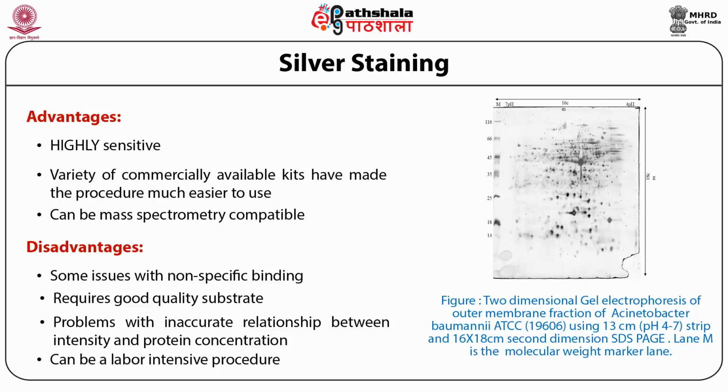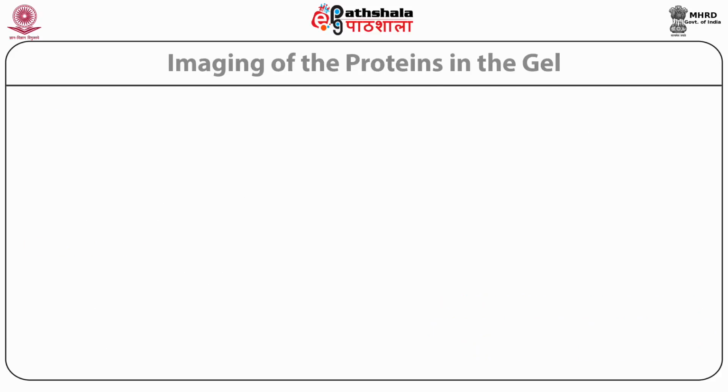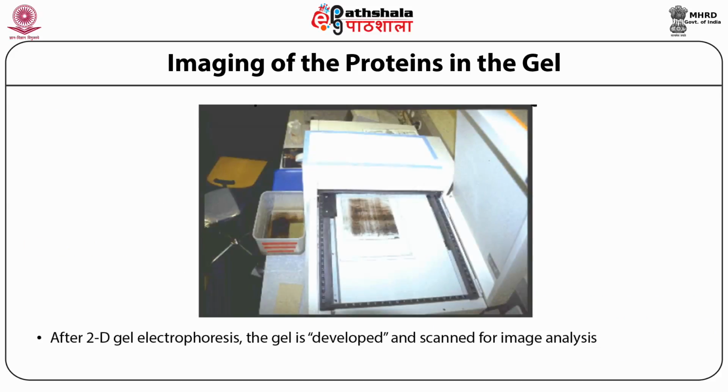Some issues are with non-specific binding. Secondly, it requires good quality substrates for developing the stain. Third is the problem of an inaccurate relationship between intensity and protein concentration. And sometimes you will find this technique is a labor-intensive procedure. After two-dimensional gel electrophoresis, the gel is developed with the help of silver staining, and we are showing a scanner which is scanning the image of the silver-stained 2D gel.